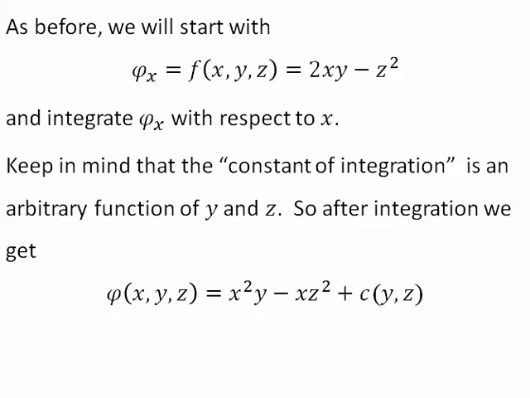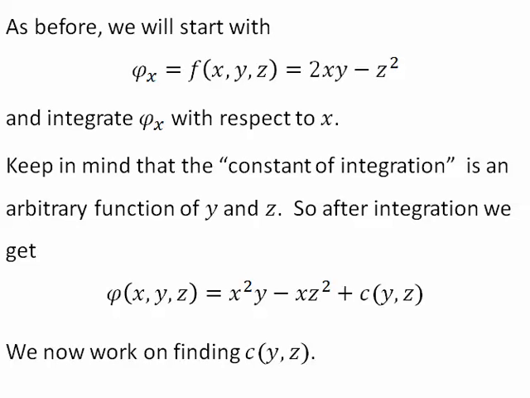After integration, this is what we get. Now just check. Our constant of integration c is in terms of y and z, but check, its derivative with respect to x would be 0. And just check here that for this phi, if we take the derivative with respect to x, we would get f.